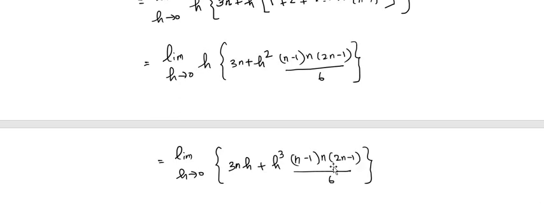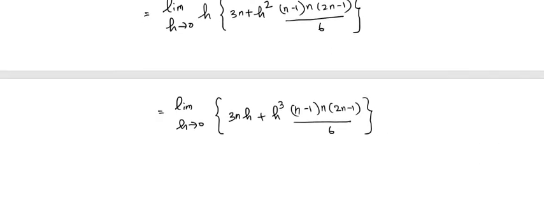See here the beauty for all the problems. When we have 3 factors n minus 1, n, 2n minus 1, definitely we will get an h cube term. Suppose if I have 2 terms, I'll be getting an h square term. Suppose if I have 4 terms, I'll be getting h power 4. This is the usual form. Understood? Now the next step.